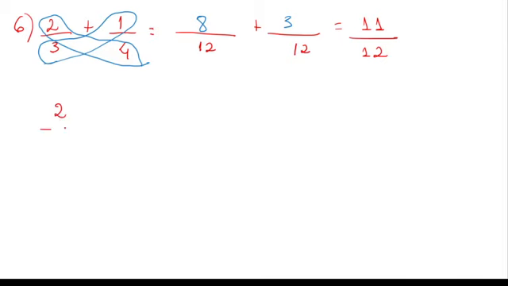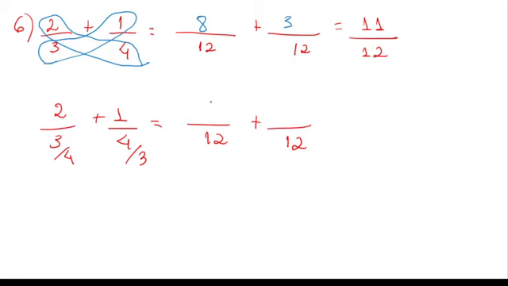Oh, if you don't believe it works, do it in the traditional way you are used to. So the MMC between 3 and 4 is 12. And then we do it. 12 divided by 3 is 4. 12 divided by 4 is 3. 4 times 2 is 8. 3 times 1 is 3. Look, that is the same result, right?